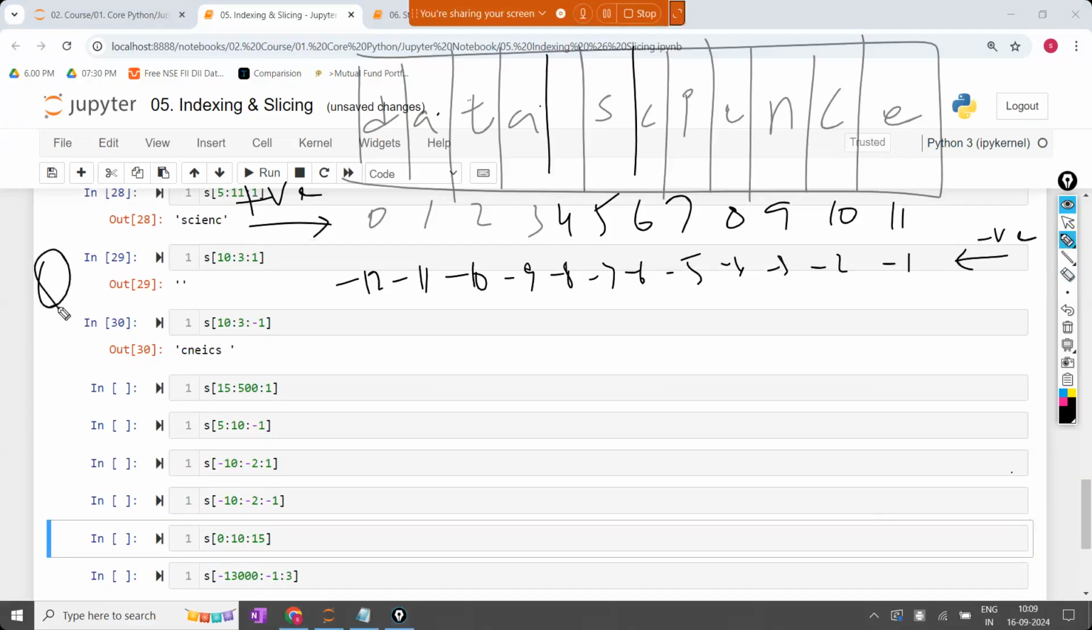You write in the notes, question 1. Sir is testing. Keep the heading as test on the top. Now I am testing you. Question 1. What is the output of this? 15 to 500 with the increment of 1. First you write the answer. Later I will explain. According to you, you write the answer first.